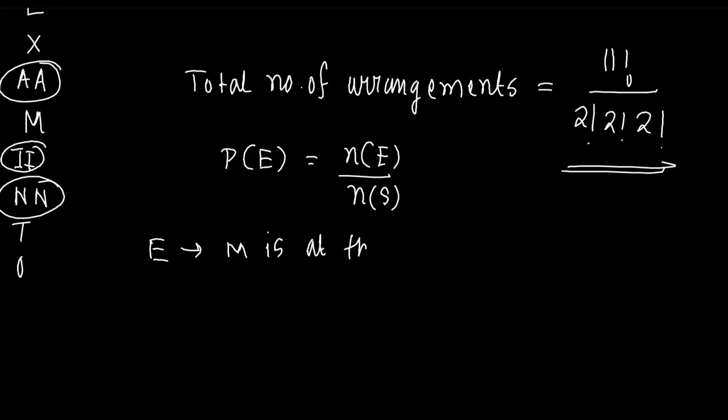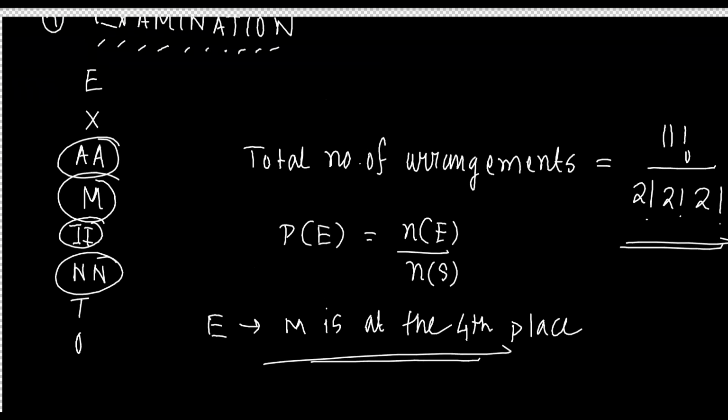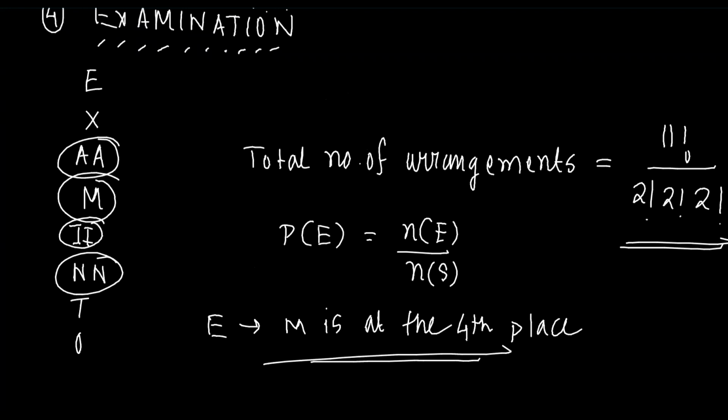M is at the fourth place. So we fix this M at the fourth place. So the remaining letters are what? So how many letters are remaining? It is 10. Now if M is fixed at the fourth position, the letters that are remaining, how many letters? That is 10. So these 10 letters will arrange among themselves in what?